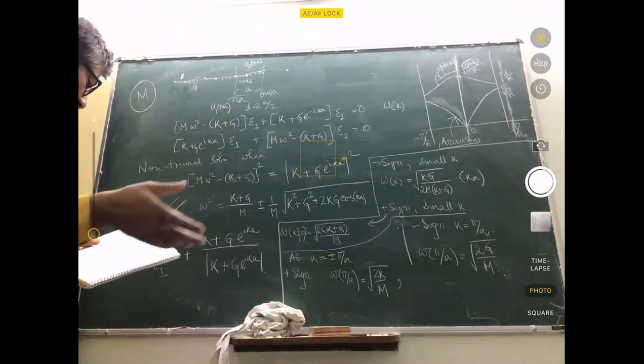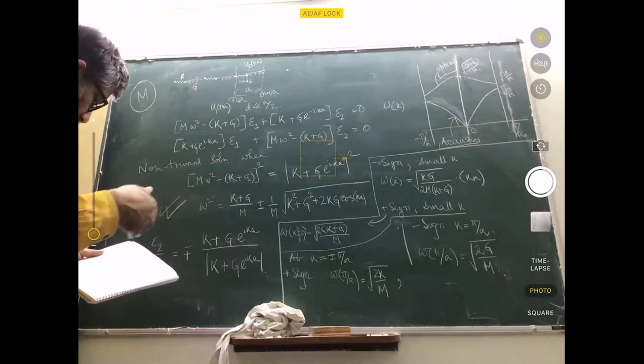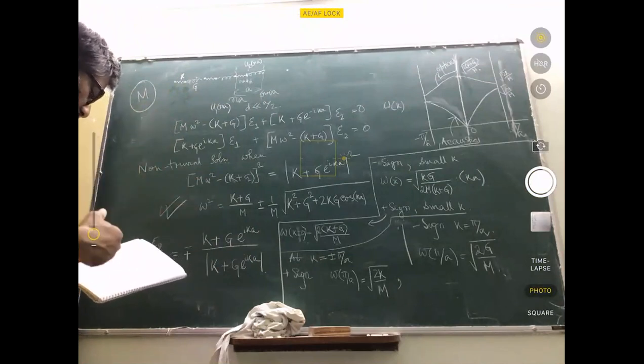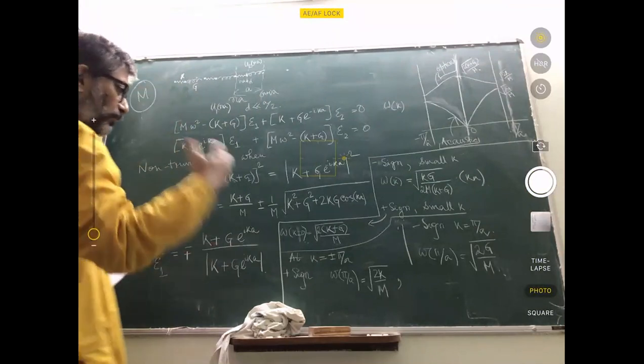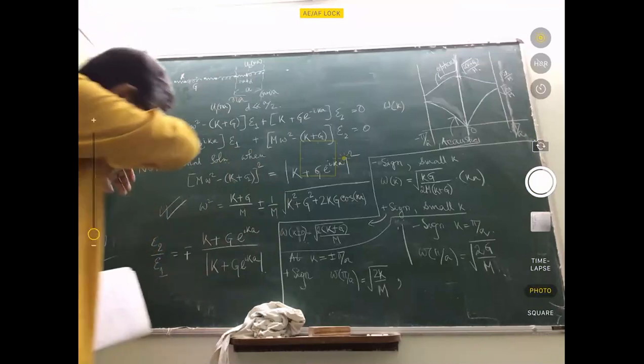So again, the algebra is very simple. I'll give you the ratios epsilon 2 over epsilon 1 in different situations for these two branches. And then we'll see how these modes look in actual crystals.